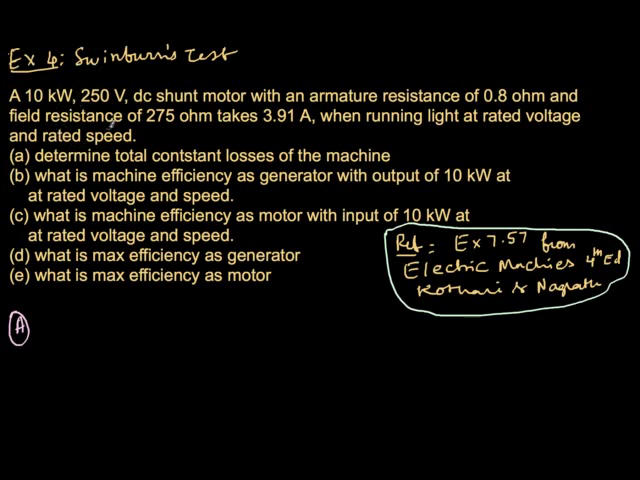So here, the first question that is given is determine total constant losses of the machine. So how to find constant losses of the machine? Constant losses, you know, is the shunt field losses. So for that, let's first find out what is the shunt current.